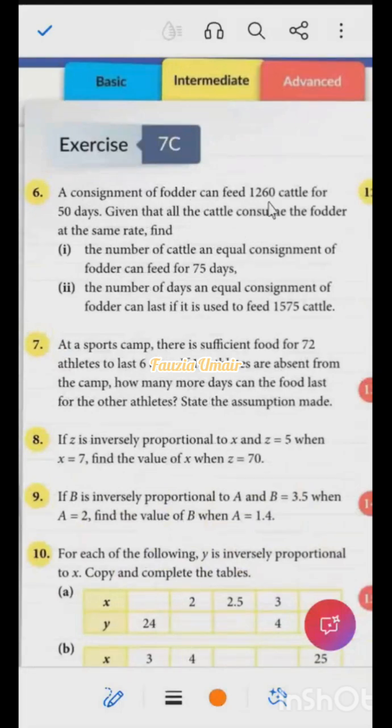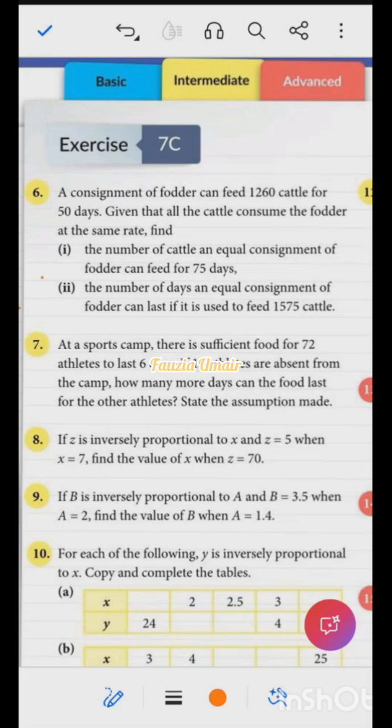Consignment of fodder can feed 1260 cattle for 50 days. So the assumption is that all the cattle consume the same fodder at the same rate. Find the number of cattle an equal consignment of fodder can feed for 75 days. So I hope this is easy. Do you want to do question number 6 or should we do question number 7? What do you say? 6. Question number 6. All right. So let's do question number 6.